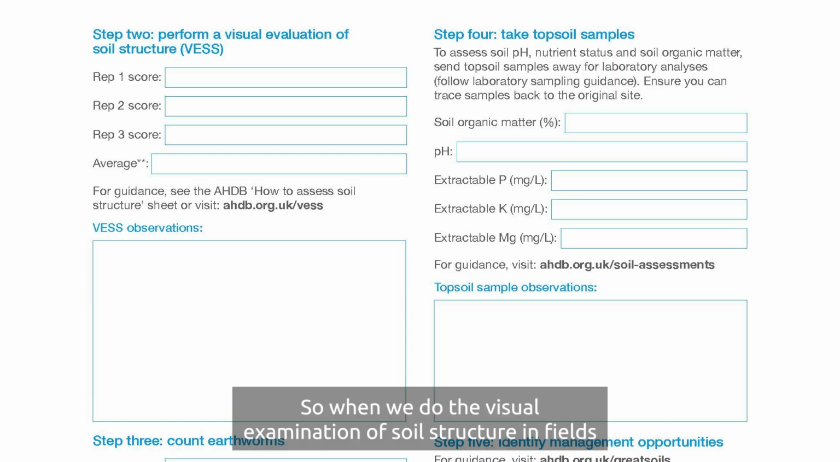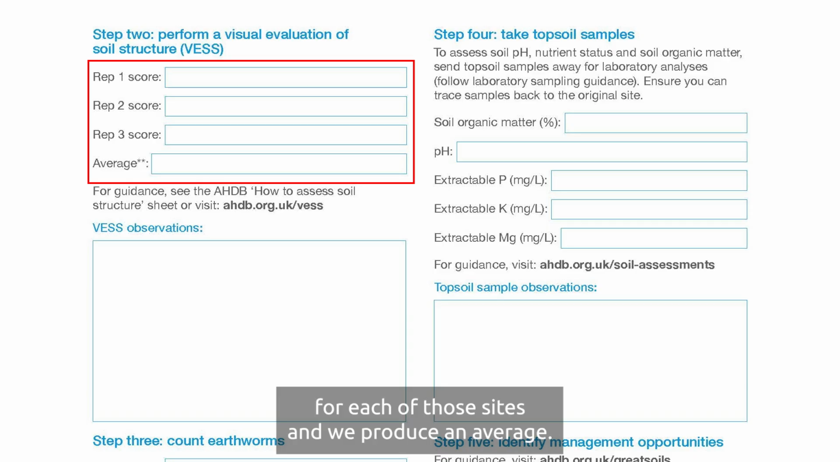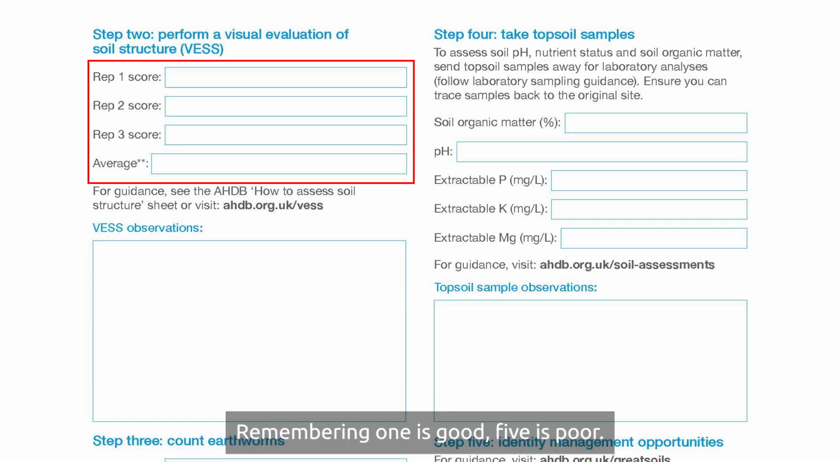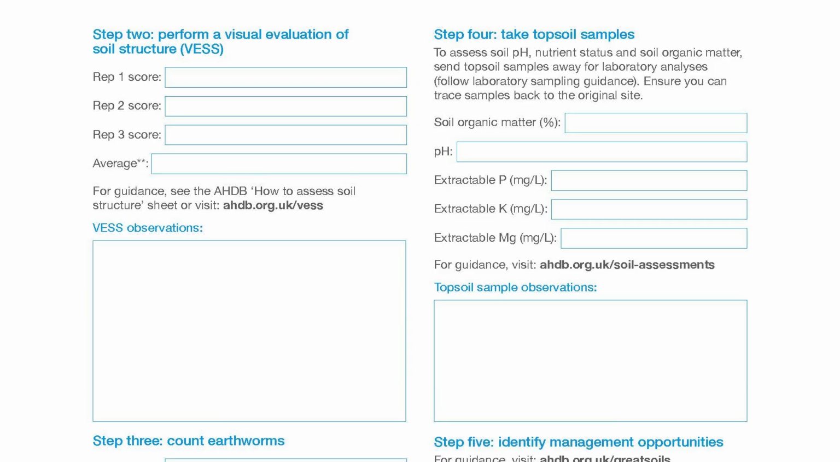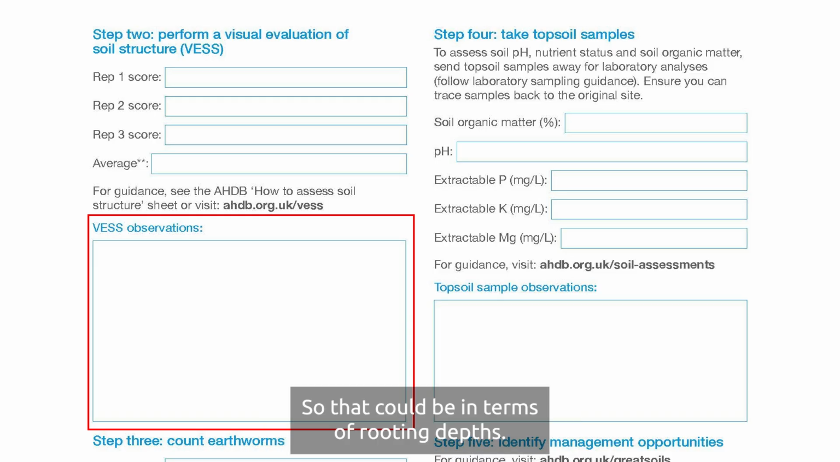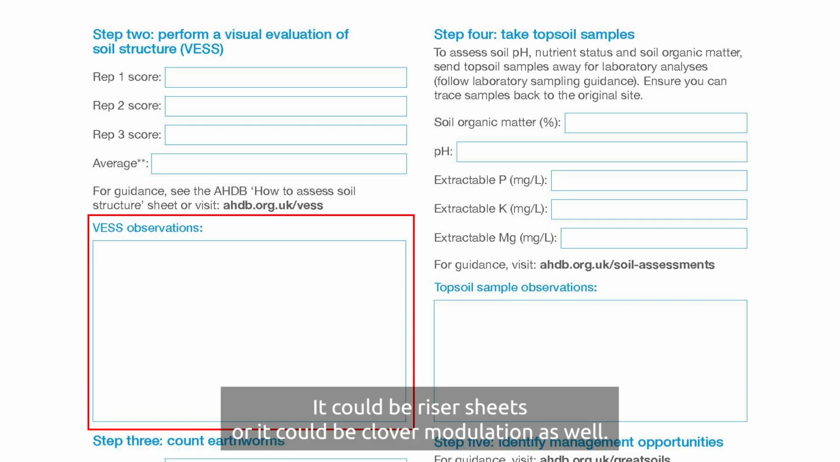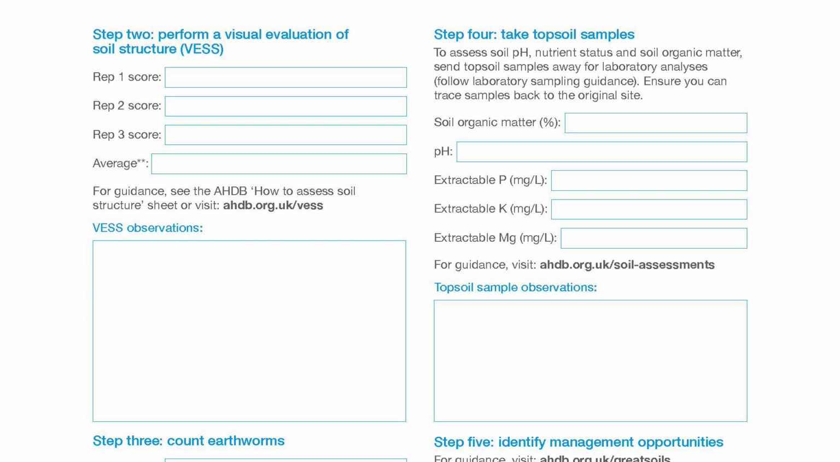On the back of the sheet there's an opportunity to write down the scores. When we do the visual examination of soil structure in fields, we're doing it in 3 sites. We record the score for each of those sites and produce an average, remembering 1 is good, 5 is poor. We can also write down any observations, so that could be in terms of rooting depth, rhizosheath, or clover nodulation as well.